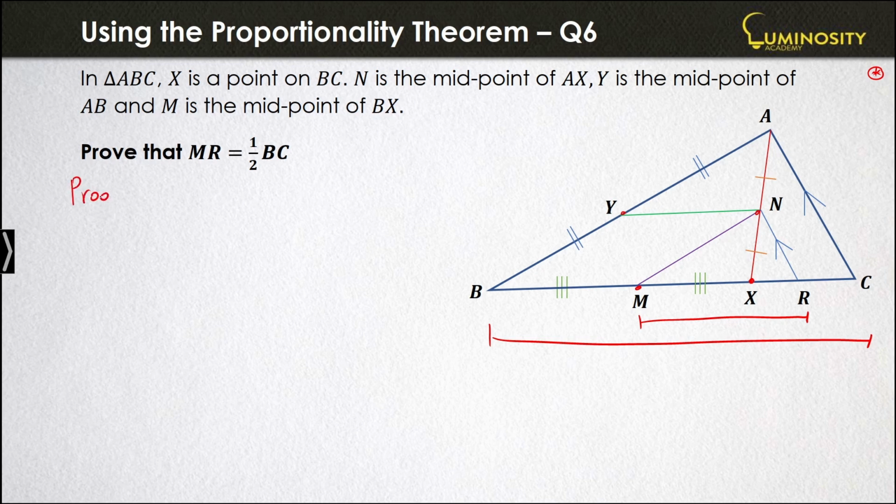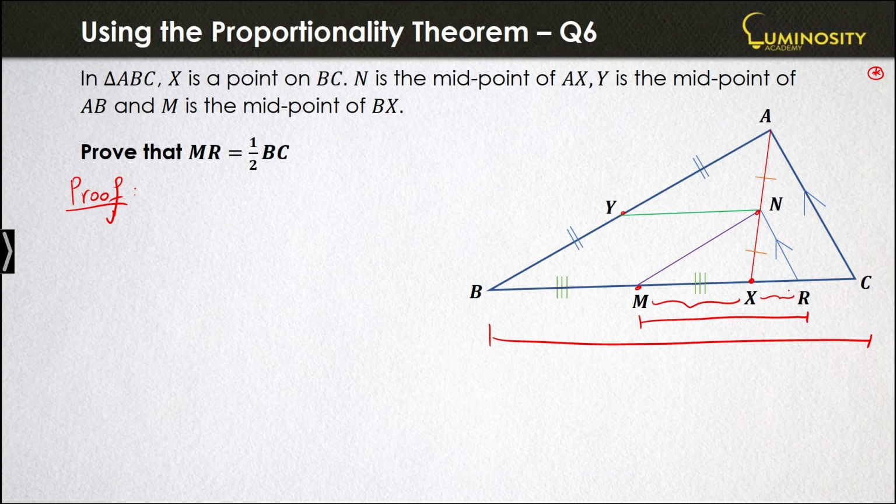So let's get a proof out. Because I see multiple triangles, some parallel lines, some midpoints, we're most likely going to have to use a combination of the proportionality theorem or the midpoint theorem here. Because I'm looking for MR, I see MR relies on two different things. It relies on this MX part here, and it relies on this XR part here. So if I can work with those values in some sort of proportion, then I can try and relate it to this bigger part here, this BC part here.